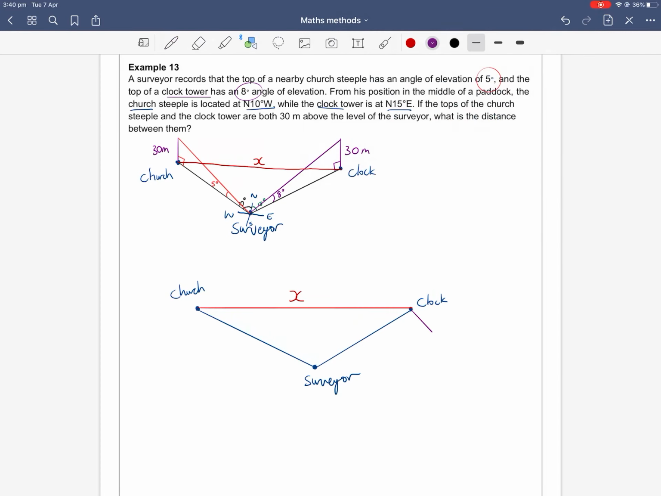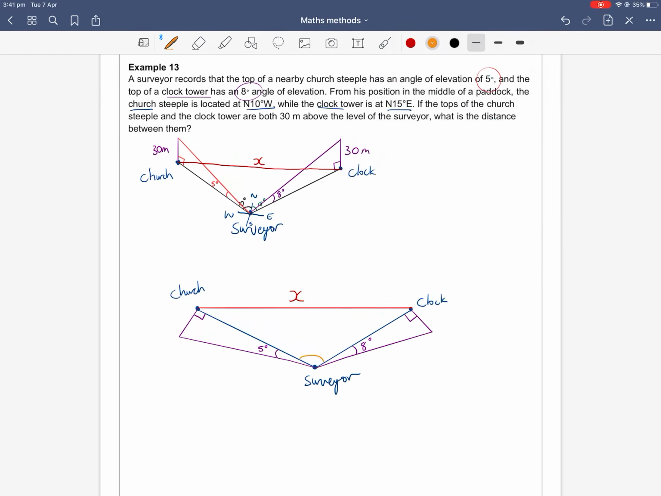If I laid flat the vertical clock tower, like pushing the clock down to the floor, we do get a right angle triangle on the bottom, because we're assuming the clock is built perpendicular to the floor. We're also flattening the church angle of elevation triangle, so we get that this is a right angle. This here is 8 degrees because it's the angle of elevation flattened. This here is 5 degrees because that's the angle of elevation to the church.